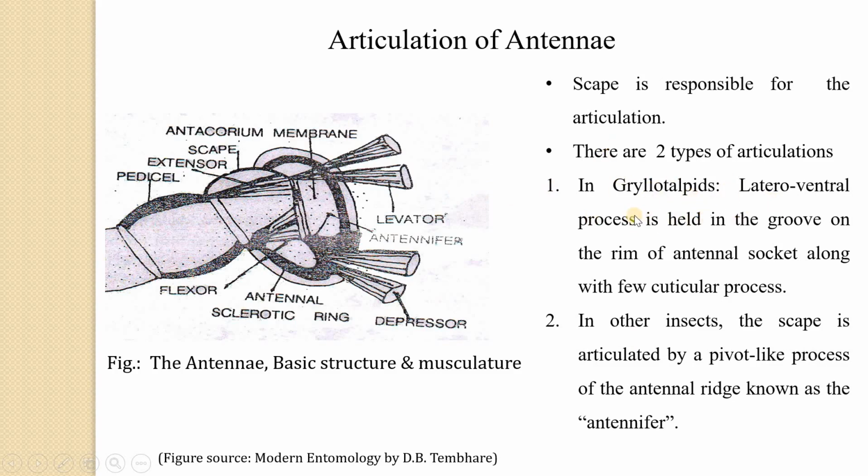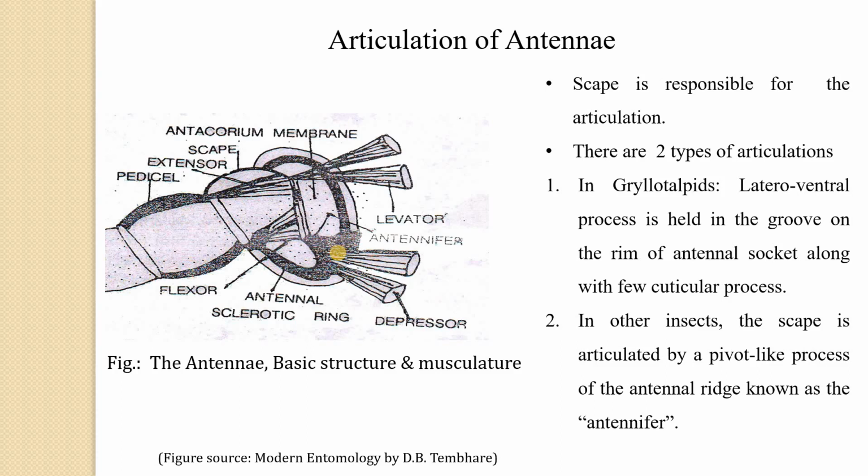Means there are two kinds of articulation. Either that of the Grylotalpidae, where ventrolateral processes are held into the groove on the rim of the antennal socket along with some cuticular process, and the antacoreum also has a role in the articulation of the antennae into the antennal socket. While in the case of other insects, there is a pivot-like process referred to as an antennifer, and this antennifer fits into the basal groove of the scape, and in this way the antennae are able to move in all directions through that pivot-like process known as the antennifer. And this is the second type of articulation.